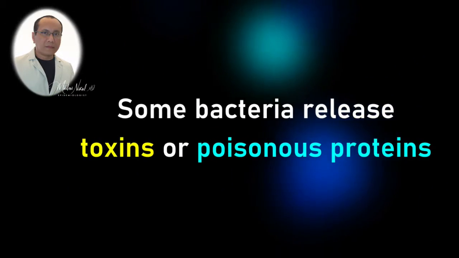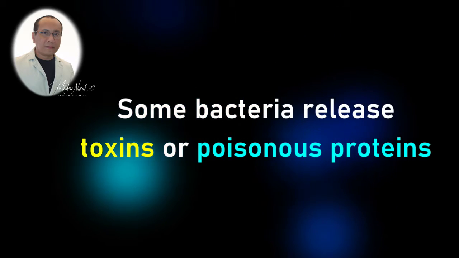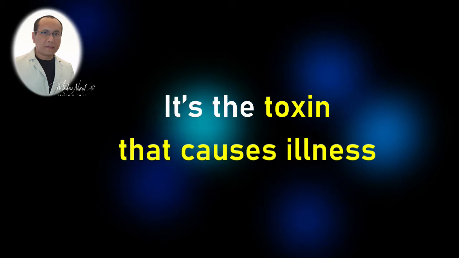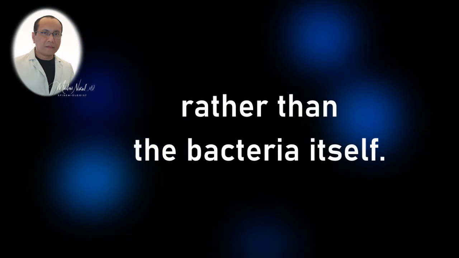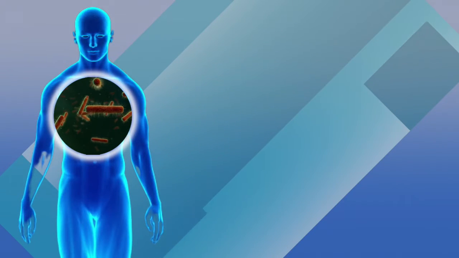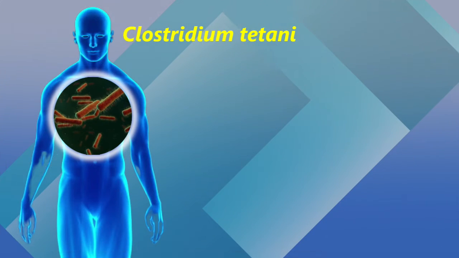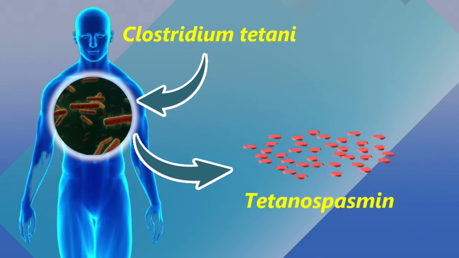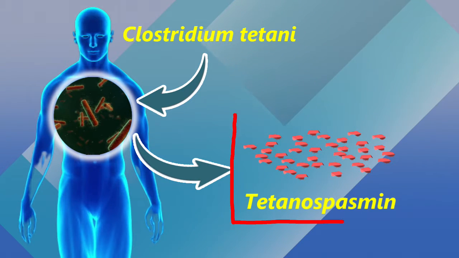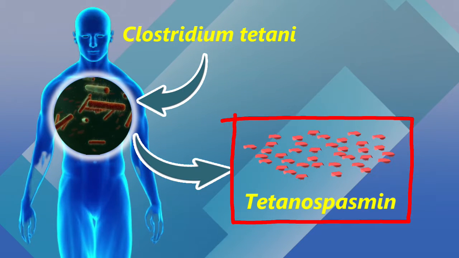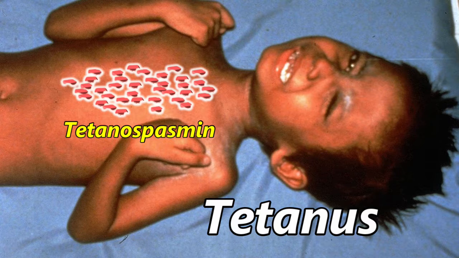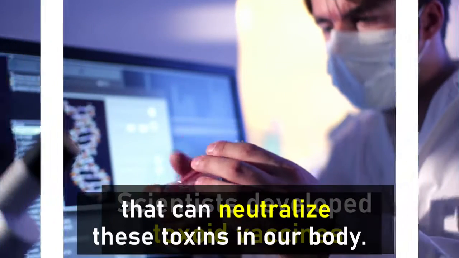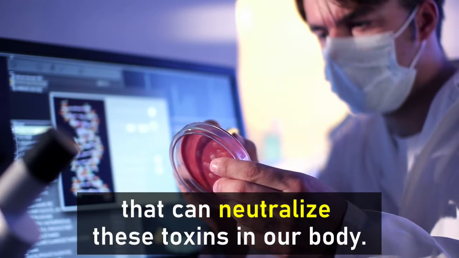Some bacteria release toxins or poisonous proteins when they attack the body. It's the toxin that causes illness rather than the bacteria itself. For example, the bacteria Clostridium tetani, when inside our body, produce a poisonous toxin called tetanospasmin. It's the toxin tetanospasmin that causes the disease tetanus, rather than the bacteria itself. Scientists develop toxoid vaccines that can neutralize these toxins in our body.